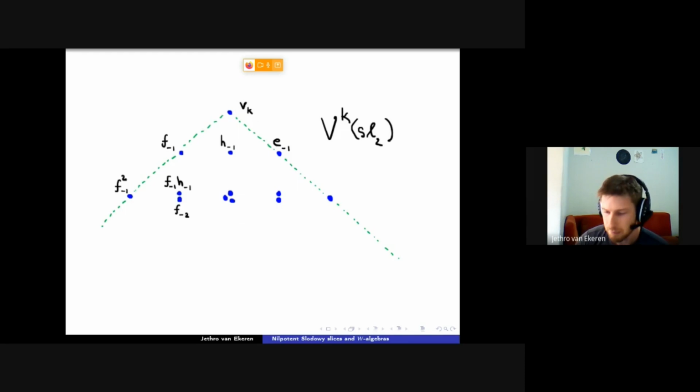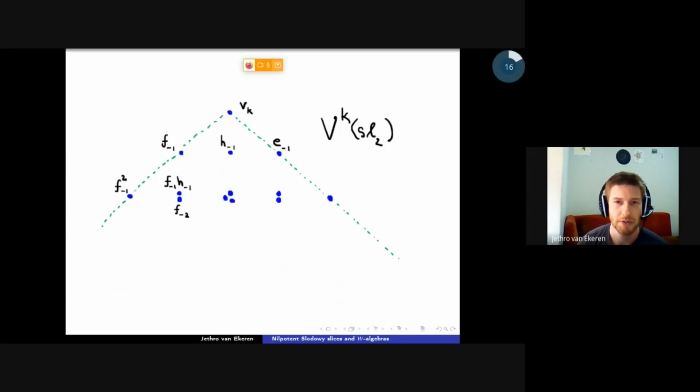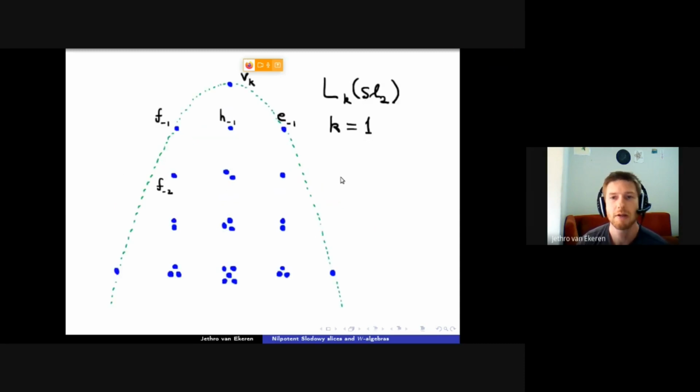This grading descends to the irreducible quotient. Now, the structure of the irreducible quotient depends a lot on the specific choice of level. So here I've drawn it for k equals 1. You'll notice that the set of weights in this module has gone from this pyramidal shape, in the case of the vacuum module, to this parabolic form. This is a general feature of the irreducible quotient at positive integer levels, such as this. You'll see that the multiplicities of the weight spaces look quite interesting.